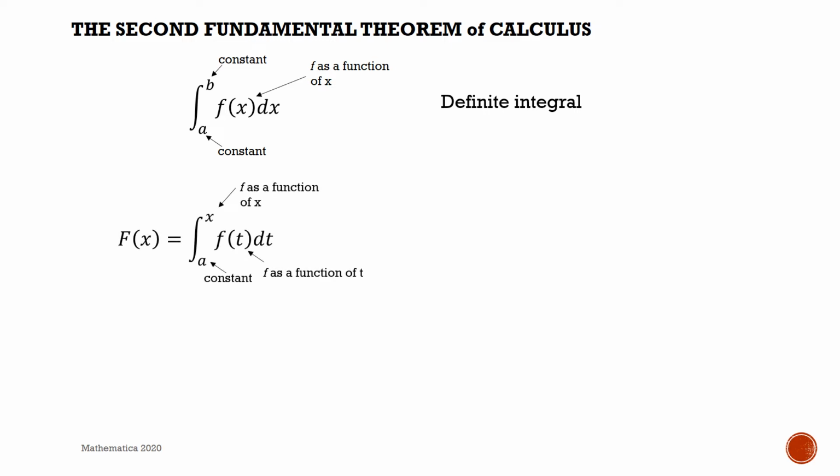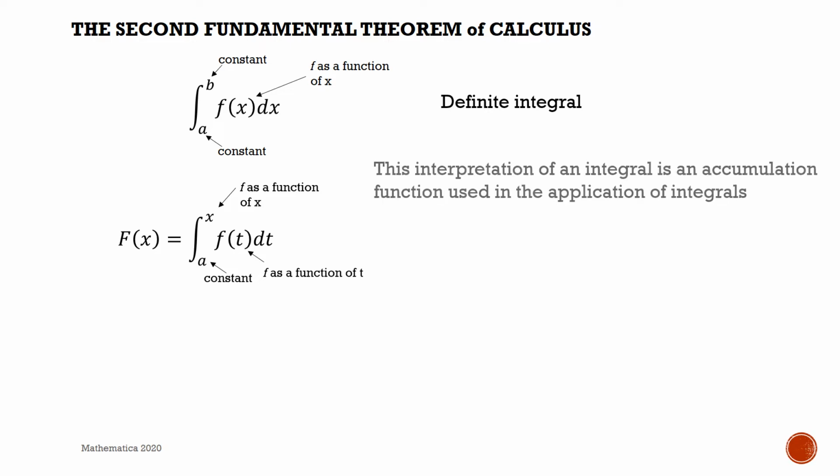Now, what I want you to notice on the screen is that the upper limit is x. So f as a function of x. And instead of anti-differentiating with respect to x, we're anti-differentiating with respect to t. So those are the major changes that are going to help us with the second fundamental theorem of calculus. Now, this interpretation of an integral is called an accumulation function, and it is used in the application of integrals, which we'll see later on in other videos. But it's known as an accumulation function.